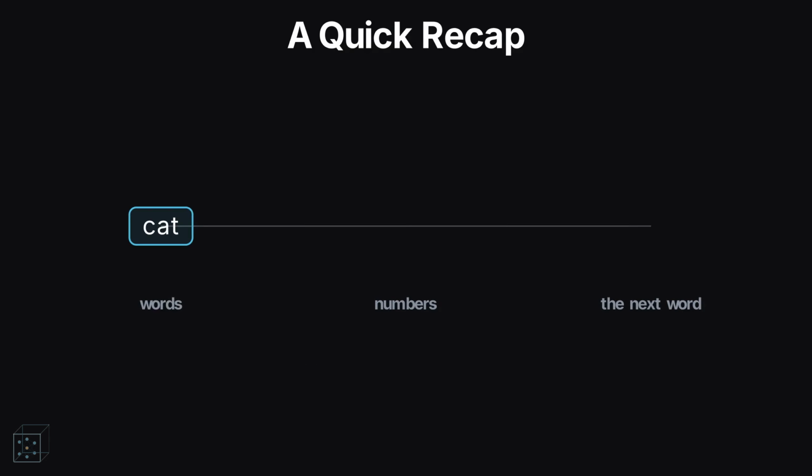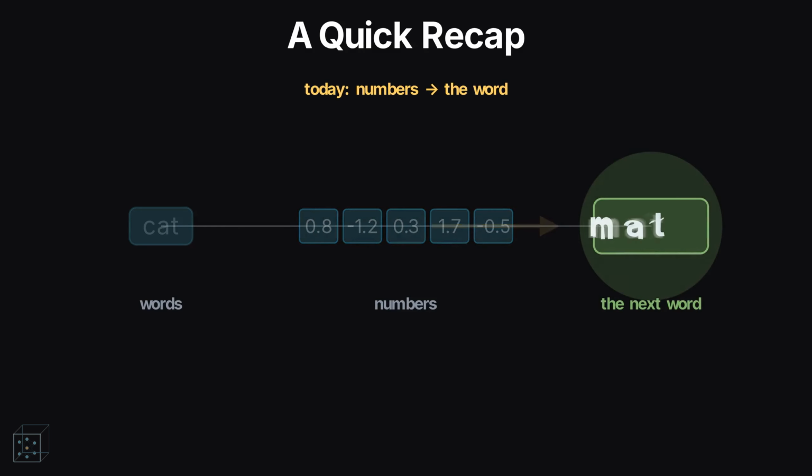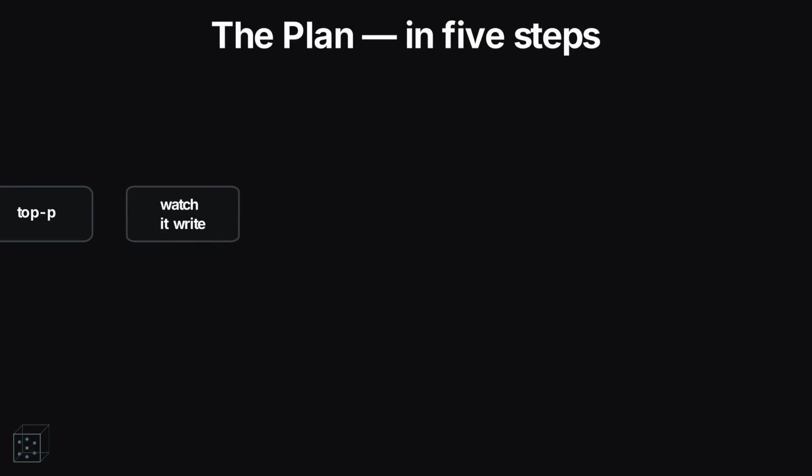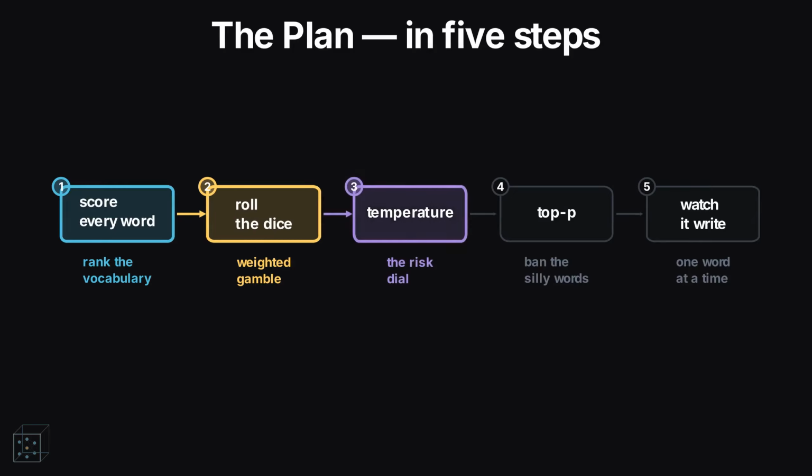Last time, we turned words into numbers the model can do math with. Today, the payoff: how those numbers turn back into the one word that lands on your screen. Here's the plan in 5 steps. 1. The model never picks a word, it scores every word. 2. How it rolls the dice. 3. The temperature dial. 4. The top P dial. And 5. We watch it write a whole sentence, one word at a time.